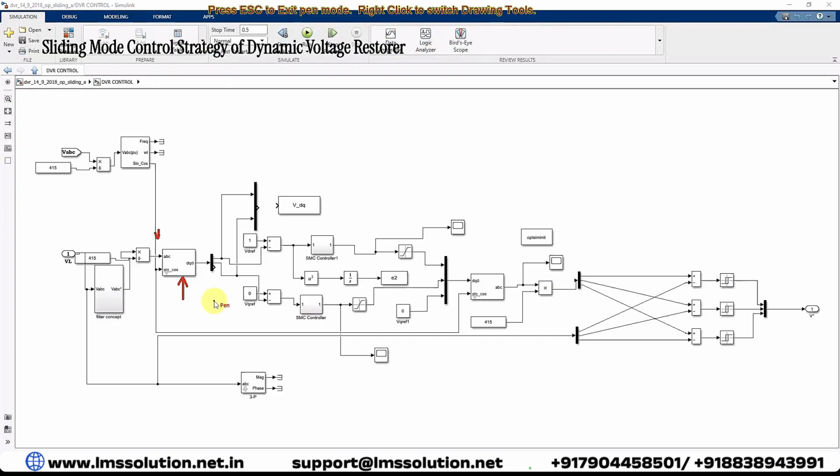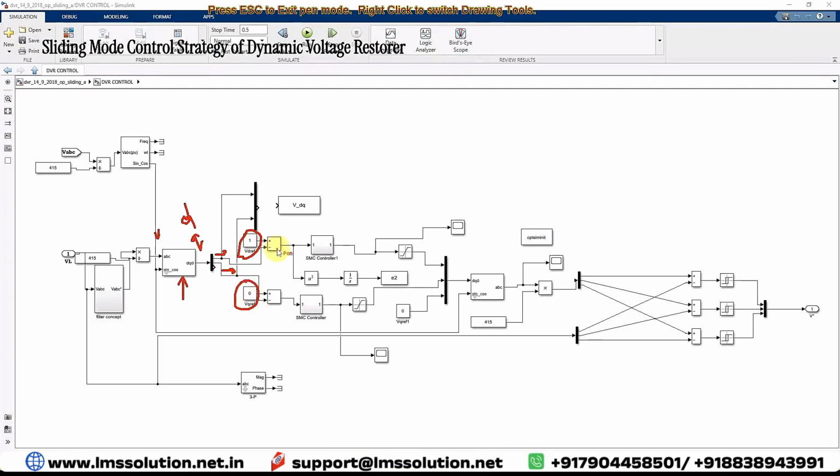Then you need to control only two quantities: the direct axis quantity and the quadrature axis quantity. That means you only have to take the Vd and Vq voltages. Vd is going to be compared with the reference voltage, and Vq is going to be compared with 0.